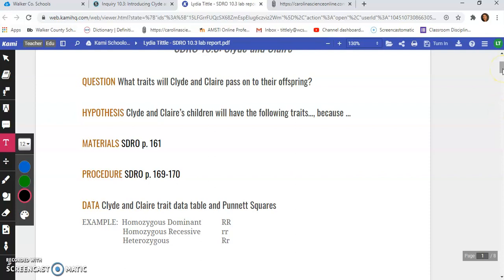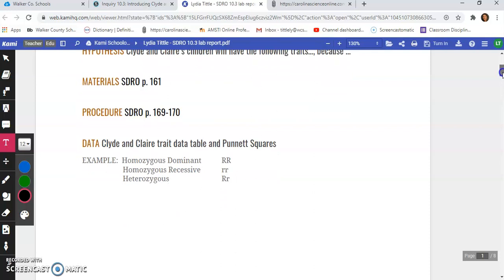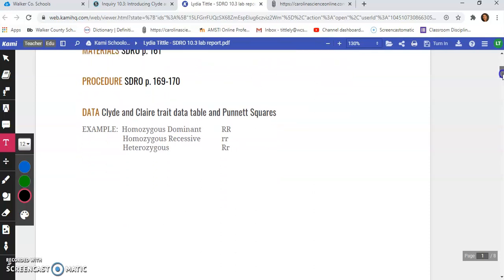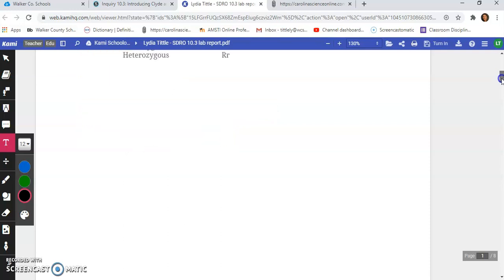Okay, the materials for this lab are found on page 161 and the procedures are found in your book on page 169 to 170. Okay, so for our data, we're going to find out our traits for Clyde and Claire, and then after we find out our traits for Clyde and Claire, we will do Punnett squares to find out what traits their children have.